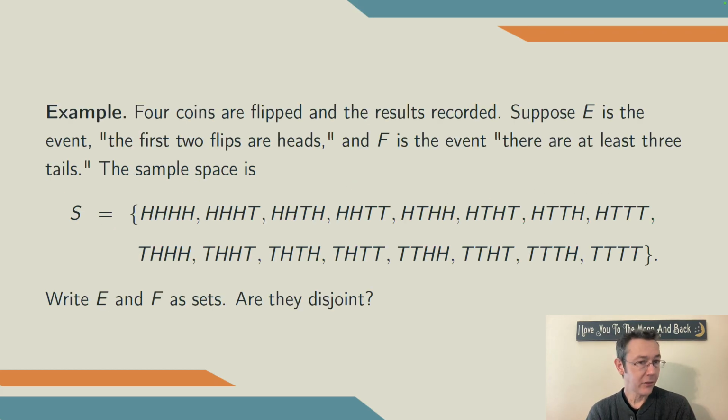Let's wrap up with an example that'll also help us brush up on these other ideas that we were talking about in this video. 4 coins are flipped and the results are recorded. Let E be the event the first 2 flips are heads, and let F be the event there are at least 3 tails. So here's the sample space. It's got 16 elements, things like heads, heads, heads, heads, and heads, heads, heads, tails. I want to write E and F as sets, and then decide if they are disjoint. So this is a good place to pause the video. Try this on your own.